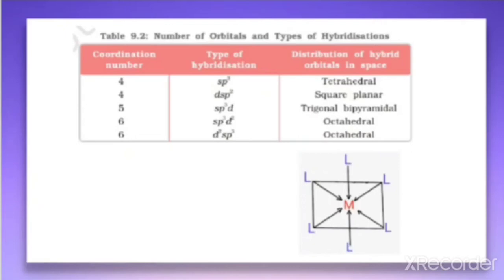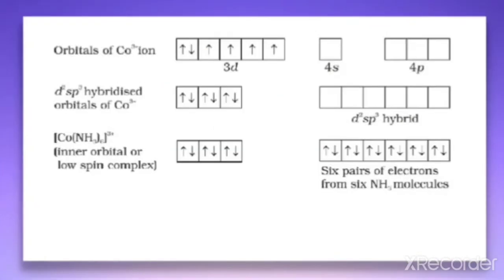So how can we find out which type of hybridization is there in a particular complex? We need to discuss that here, so let us take some examples. These examples are given in the textbook also, so we are going to discuss those examples. Let us take the first example here, that is [Co(NH3)6]3+. So we are going to do the hybridization for this complex.